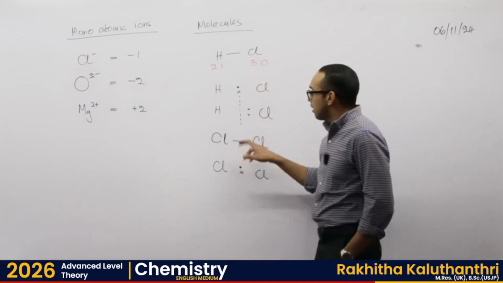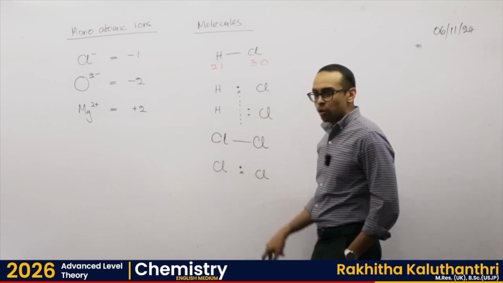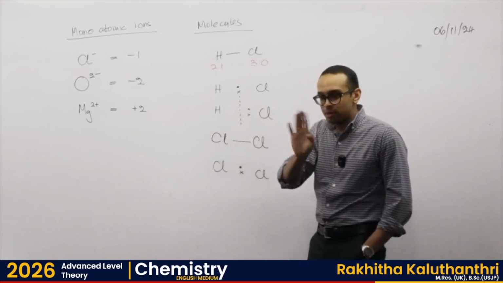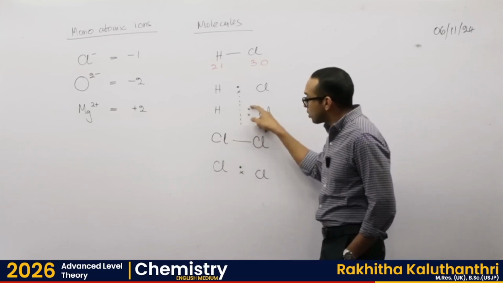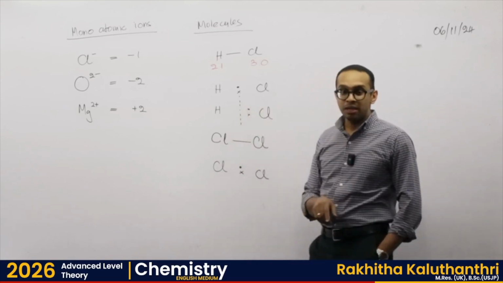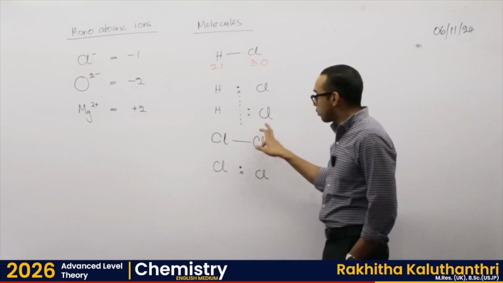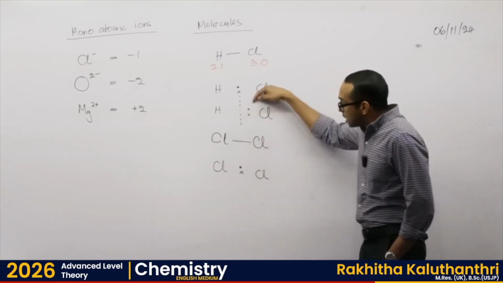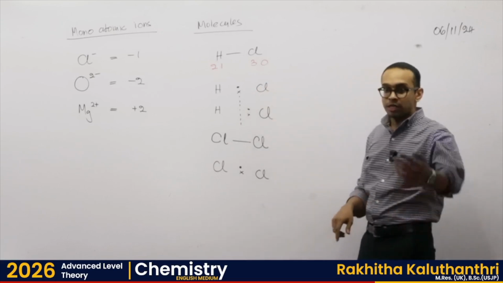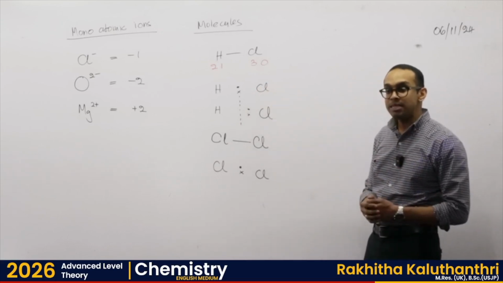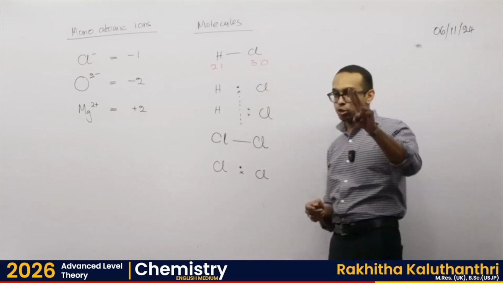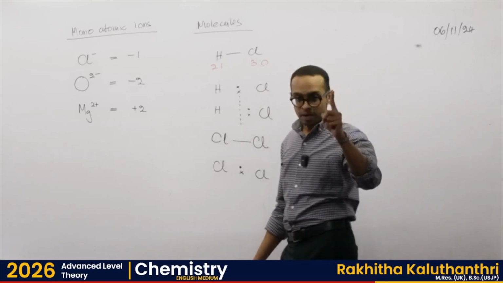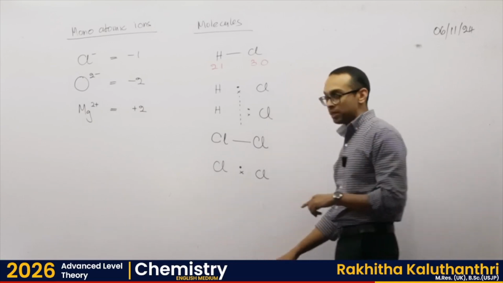So what they say here is, just imagine if both these electrons were given to chlorine. Not just shared, but what happens if both of them were actually given to chlorine? Then what would be the charge of chlorine? If both of these electrons were directly given to chlorine, what will be the charge of chlorine? Minus 1 or minus 2? Minus 1, correct, minus 1 is correct.